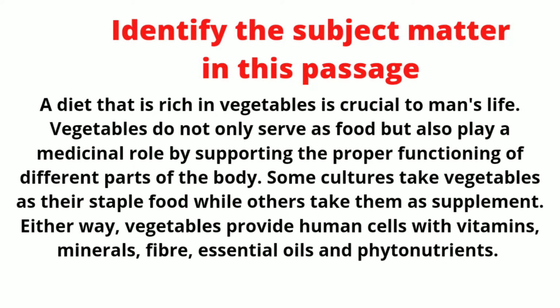Alright, so right from the first two sentences, you were able to detect that this passage is going to talk about vegetables. And that is it. The passage talks about vegetables. So the subject matter of this passage is vegetables. Remember that the subject matter is what the entire passage talks about. And so this paragraph tells us that the entire passage is going to talk about vegetables, and that is it. Let's look at another one.